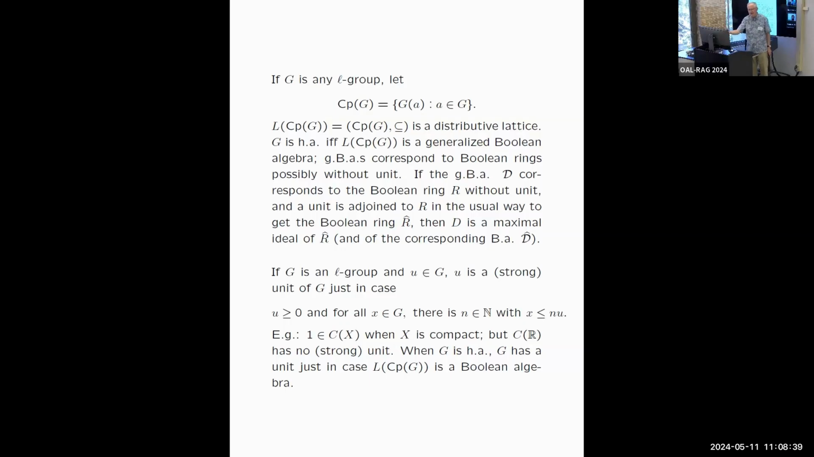Now, Tony Hager and I worked on the following question. When you have an Archimedean L group, when can you embed it in an Archimedean L group that has a strong unit? And we used topological and algebraic methods to answer this question, to a certain extent. I became interested in the analogous question in the hyperarchimedean context. So I'm interested in the question, if you have a hyperarchimedean L group, when can you embed it in a hyperarchimedean L group with strong unit?